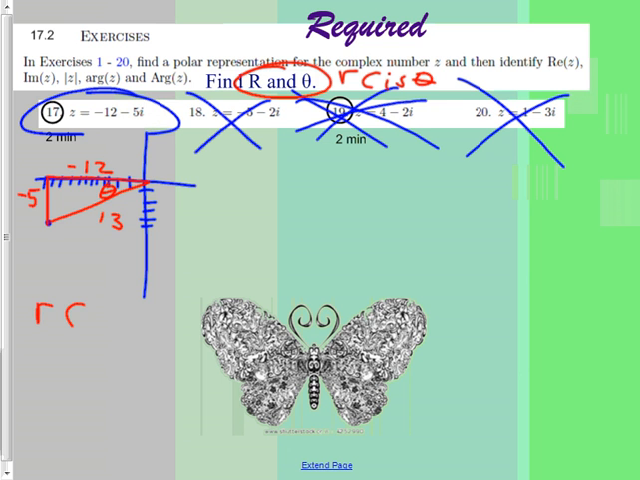So R cis theta, what's the R? 13. Cis, what's the theta? Don't know it, so what would I have typed in the calculator if I was going to do it? All right. Inverse tan of -5 over -12, which cancels, becomes inverse tan of 5/12. Okay.